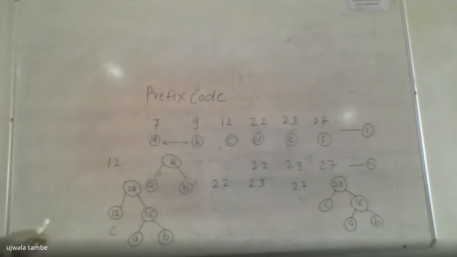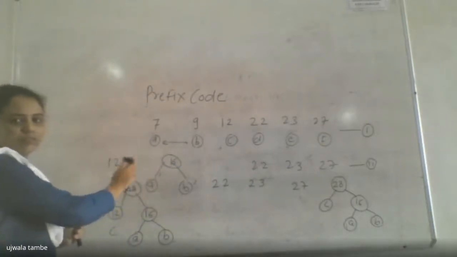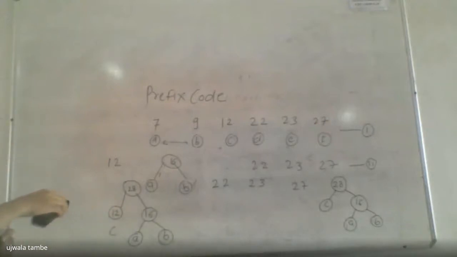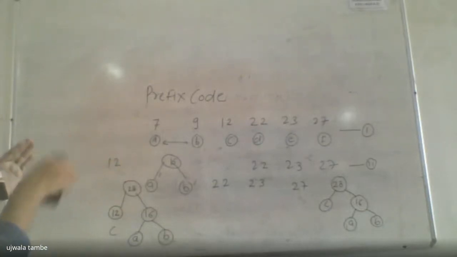Now, shall I rub this one? Please note down all these steps in your notebook first. The process continues until one tree remains. After covering all these nodes together, we get one complete tree, and then we have to generate the prefix code.